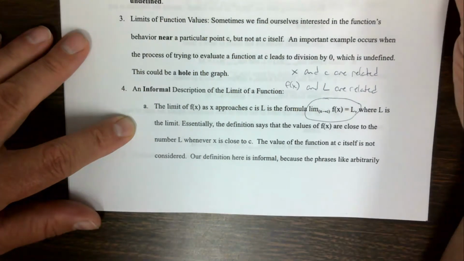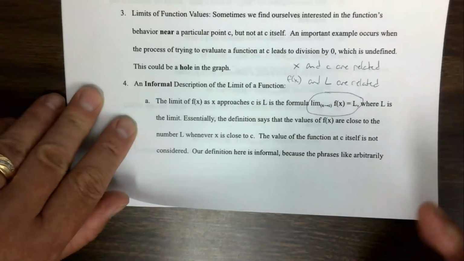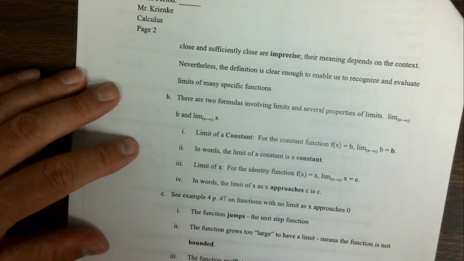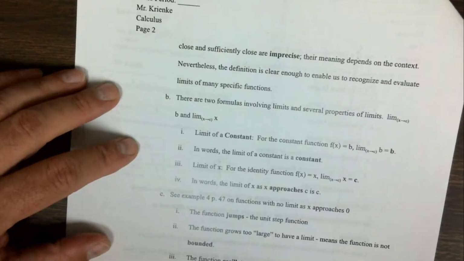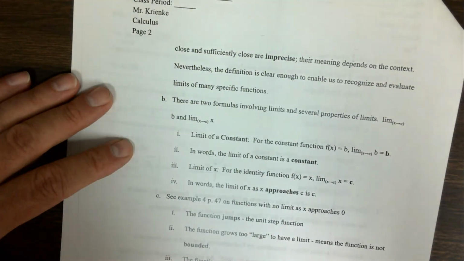The value of the function at c itself is not considered, and our definition is informal because phrases like arbitrarily close and sufficiently close are imprecise, meaning it depends on the context. Nevertheless, it is clear enough. It's pretty technical, but that's from the book.